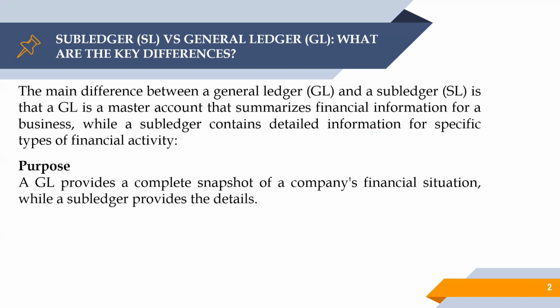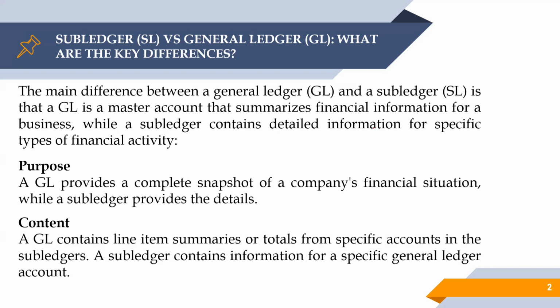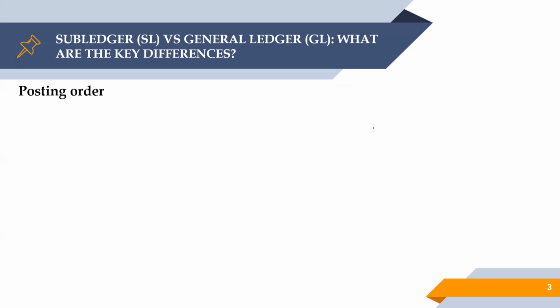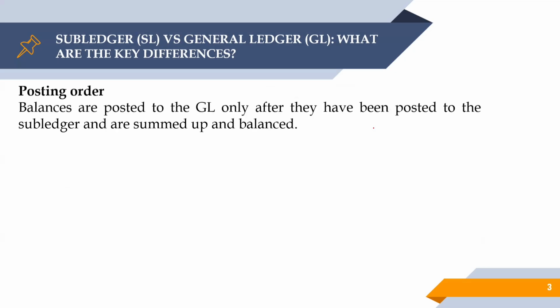Purpose: a GL provides a complete snapshot of a company's financial situation, while a subledger provides the details. A GL contains line item summaries or totals from specific accounts, while a subledger contains information for a specific general ledger account. Next is posting order. Balances are posted to the GL only after they have been posted to the subledger and summed up and balanced.